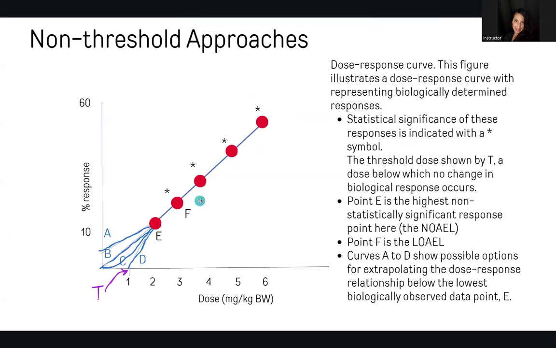The threshold dose, shown by a T, which is down here, is the dose below which no change in biological response occurs. Point E right here is the highest non-statistically significant response. So this corresponds to the NOAEL. Point F, which is the first statistically significant point, corresponds to the LOAEL. Curves A to D show the possible options for extrapolating below point E on the dose response curve.